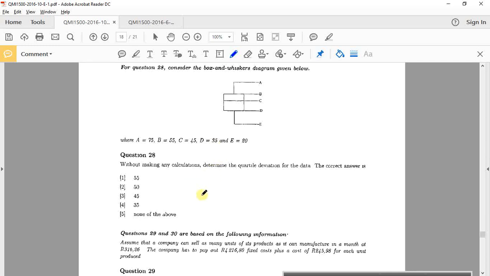Right, 28, okay, we've got a whiskers thing here. Box and whiskers diagram given below. Where's A? Here's A. Let's write it down: A is 75, B is 55, C is 45, D is 35, E is 20. Without making any calculations, determine the quartile deviation for the data. The correct answer is, okay, so quartile deviation. We need to go to box and whiskers in the textbook to see how we interpret this. Where's our box and whiskers?